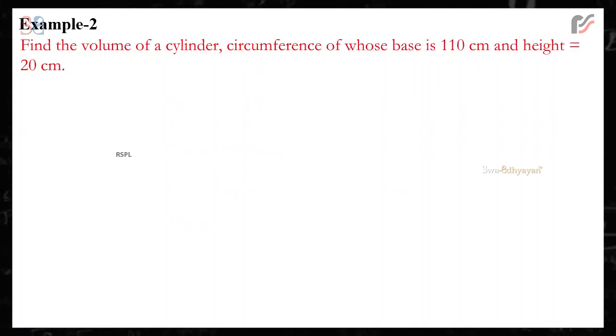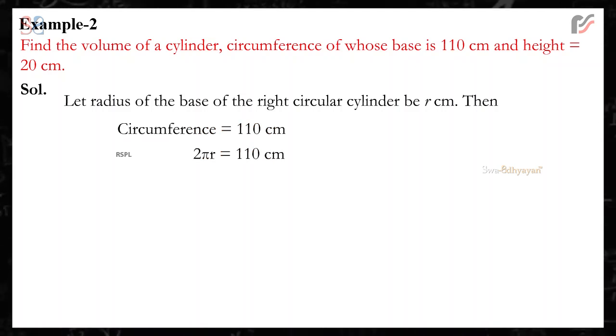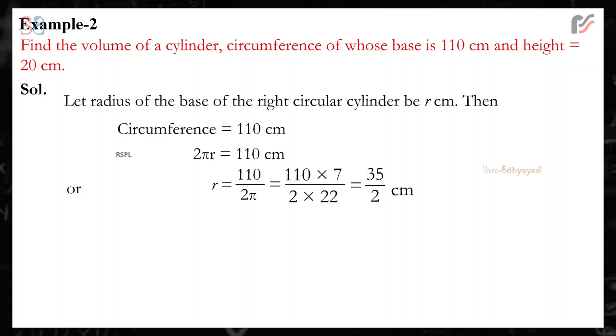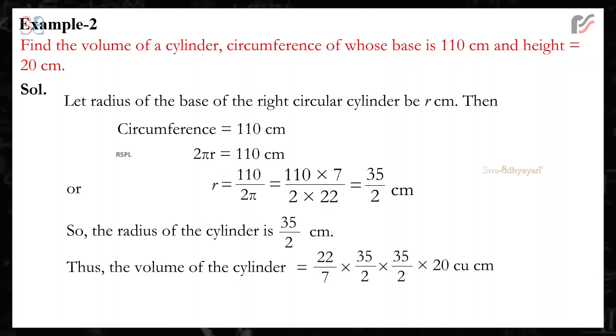Example 2. Find the volume of a cylinder, circumference of whose base is 110 cm and height is equal to 20 cm. Solution. Let radius of the base of the right circular cylinder be R cm. Then, circumference is equal to 110 cm. 2 pi R is equal to 110 cm or R is equal to 110 upon 2 pi is equal to 110 into 7 upon 2 into 22, which is equal to 35 upon 2 cm. So the radius of the cylinder is 35 upon 2 cm. Thus, the volume of the cylinder is equal to 22 upon 7 into 35 upon 2 into 35 upon 2 into 20 cubic centimeter. This is equal to 19,250 cubic centimeters.